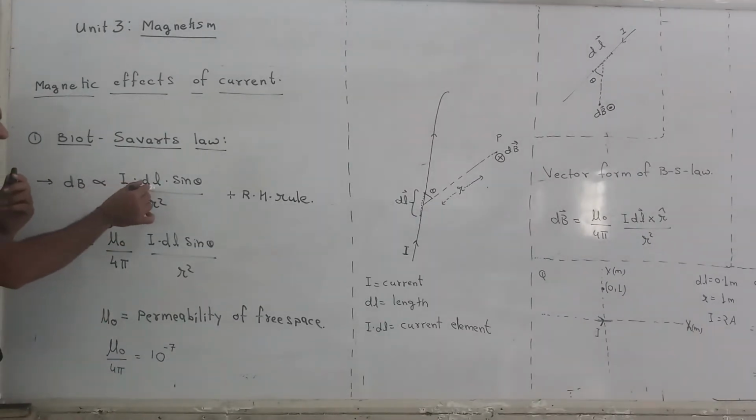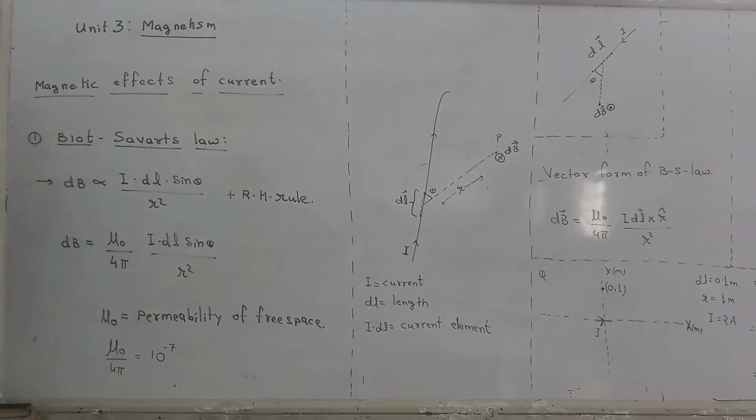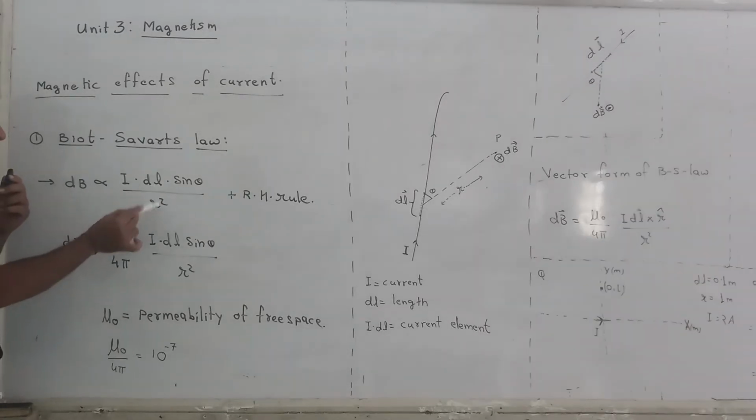So I and dl. It is again inversely proportional to square of distance. Gravitational force is similar to this, electrostatic force again similar to this. So this is basically also an inverse square law. Okay. So current, length, distance.